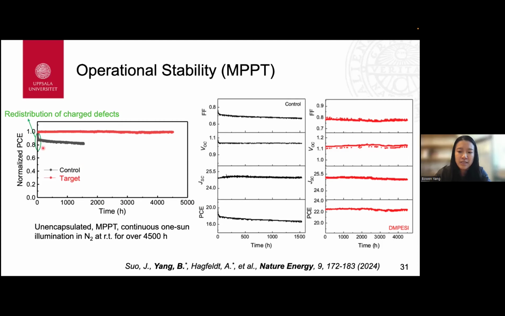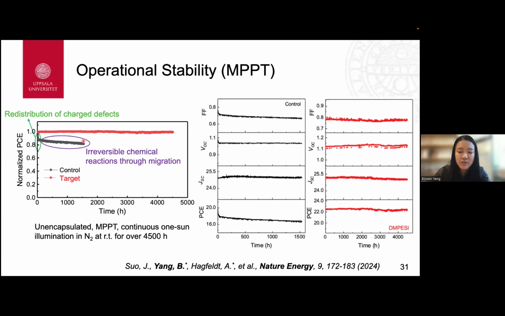So this phenomenon is similar to other reports from lead iodide-based solar cells, and is typically attributed to the redistribution of charge defects. This is reversible, sorry. And then subsequently, there is a slower decay that presents. This is due to irreversible chemical reactions through migration, which gradually cause irreversible degradation of the device.